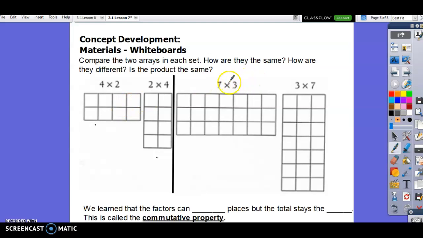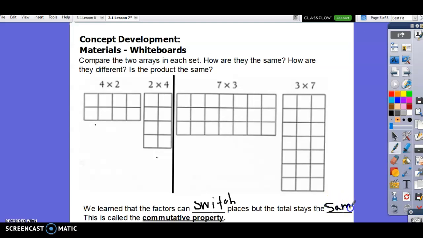Okay, now let's look at 7 times 3 and 3 times 7. How are those the same? Okay, numbers are the same, 7 and 3. They have the same number of squares. They both have 21. So the product is the same, and they're different because they're shaped different ways. Okay? So what we've learned is that factors can switch or move but the total stays the same.